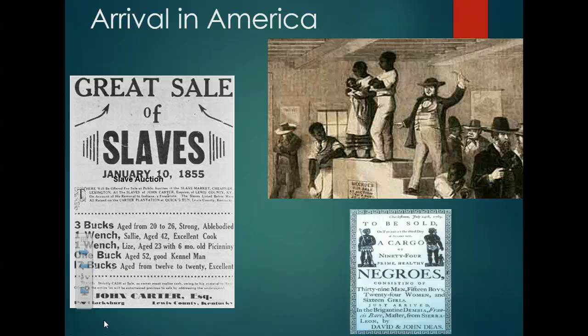Shortly before their arrival, slaves were fed better to make them look healthy. But once they got off the ships, they were usually in horrible conditions. Sometimes they had sores all over them, and you can see from this great sale of slaves here in 1855, referred to as bucks for the males and wenches for the females. Slaves were auctioned off by plantation owners and businessmen from the city, and they performed a variety of jobs.